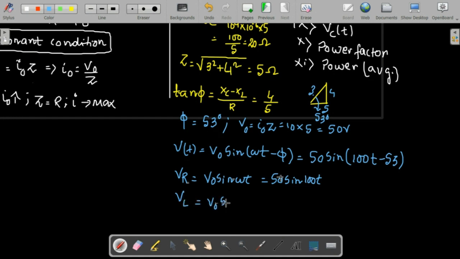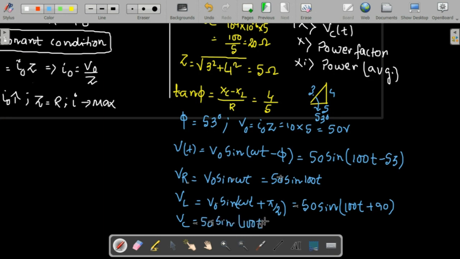Similarly, you can do it for VL also. VL is V naught sine of omega t, but this time it is only VL. There is no VC. Afterwards, find out what is the voltage across VL. So we can simply write it down like this as pi by 2. This will be pi by 2. The combined effect is 5, but individually it's not 5. Right? Similarly for VC, minus of 90.